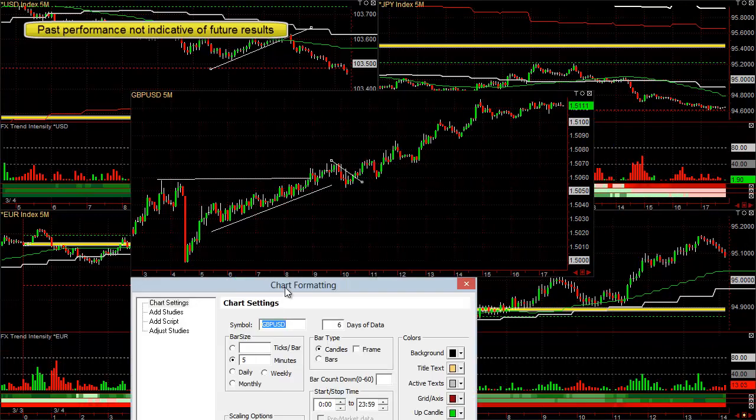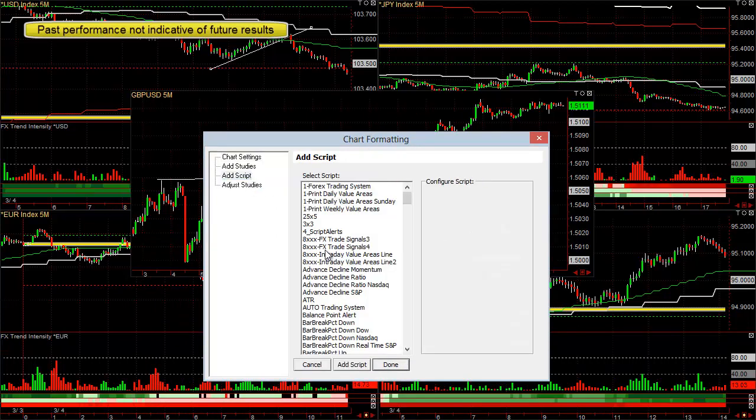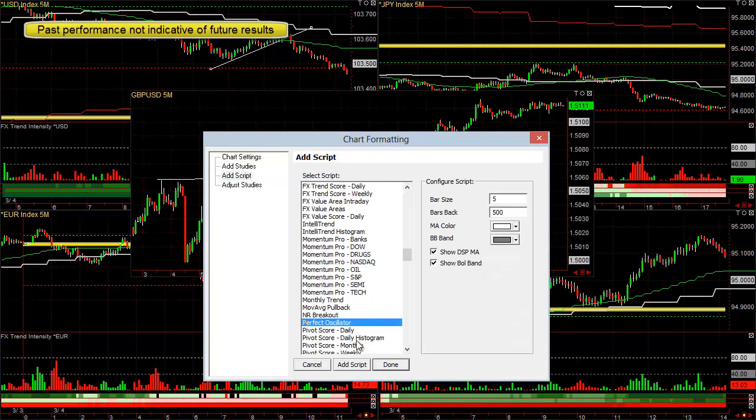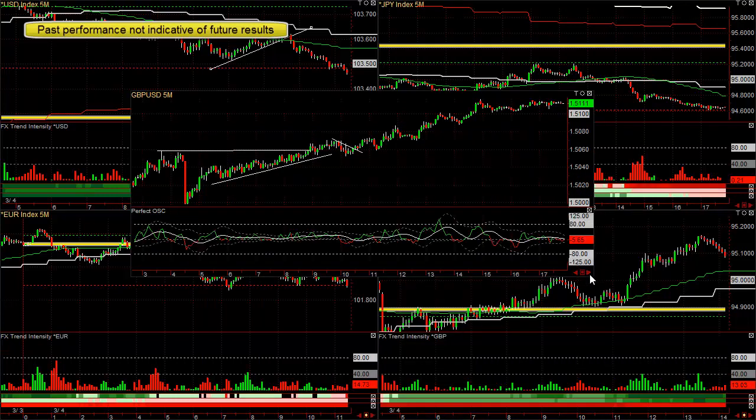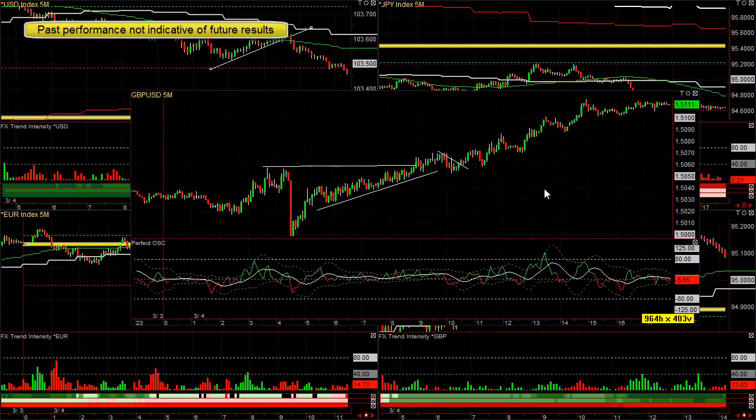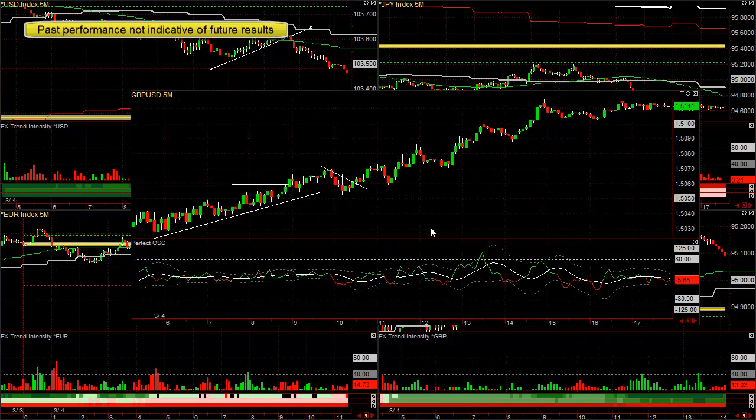Now, one of our new tools, it's absolutely amazing, is called the Perfect Oscillator because it has zero lag and is very predictive on future price moves. And what I did with this is created a moving average of the Perfect Oscillator and also plotted Bollinger Bands around it.